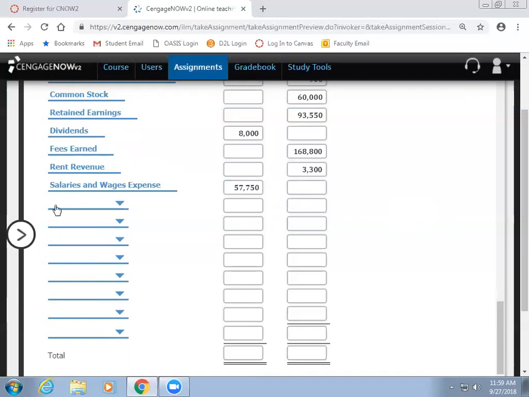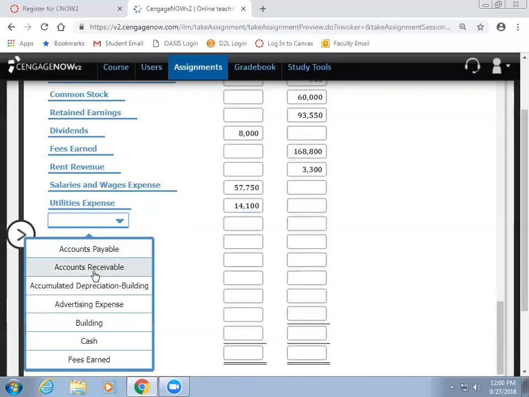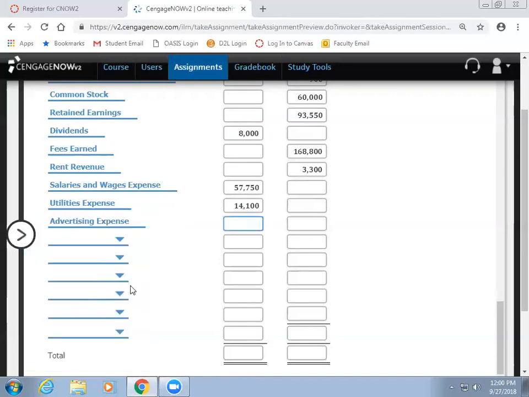My next expense is utilities expense. Did anything happen to it? No. So it just stays at 14,100. How about advertising? No, nothing happened there. So advertising stays at 7,500.